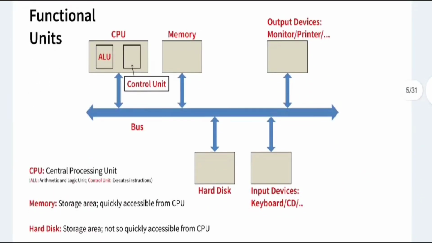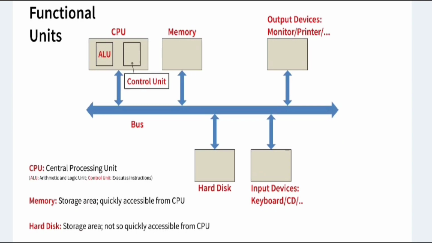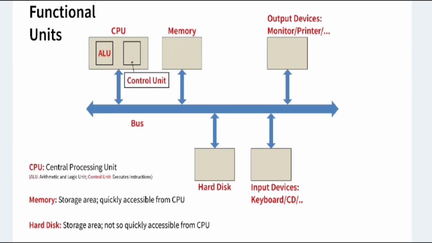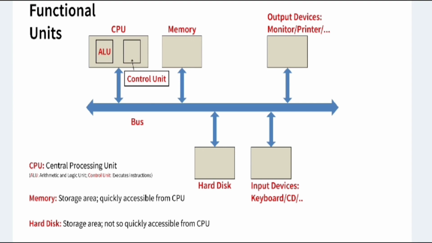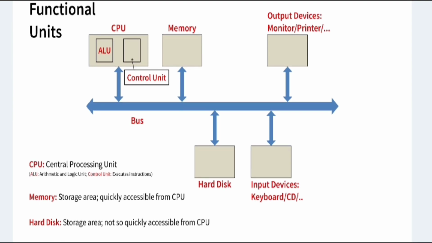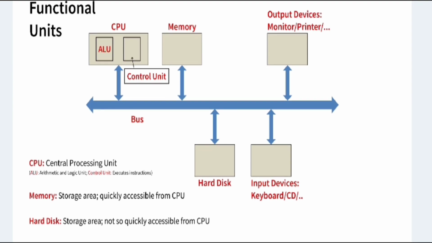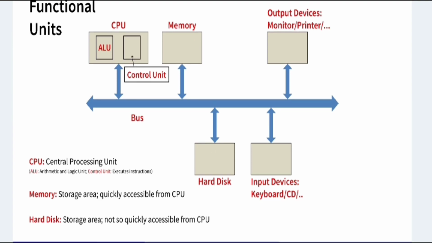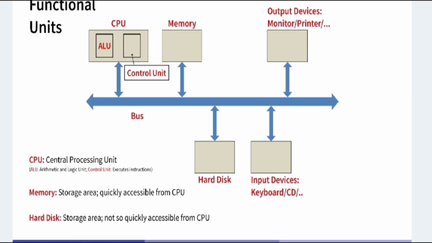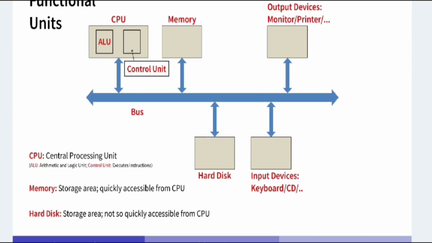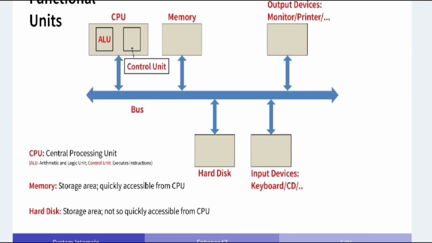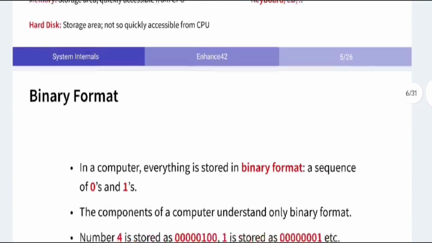And there are different types of functional units. Example: CPU, memory, hard disk. CPU means central processing unit. It consists of an arithmetic logic unit and a control unit, which execute instructions. There is memory, which is used as a storage area quickly accessible from the CPU, and there is hard disk storage. It is used as a storage area, but it is not so quickly accessible from the CPU. And there are different input and output devices, that we already know.